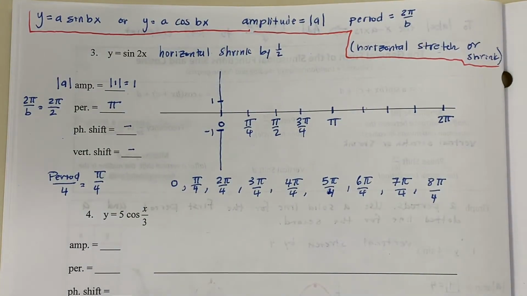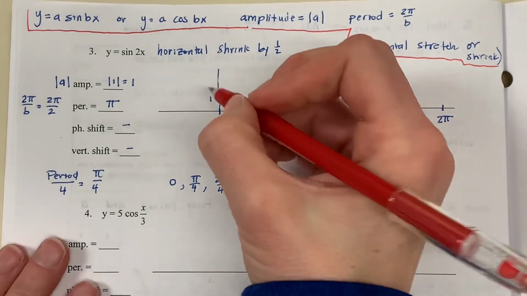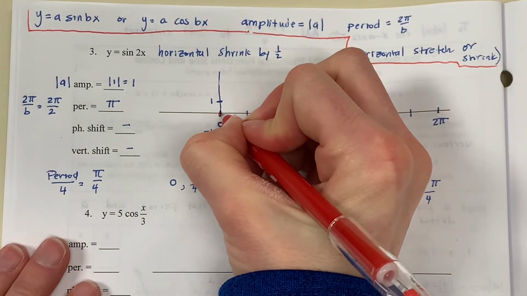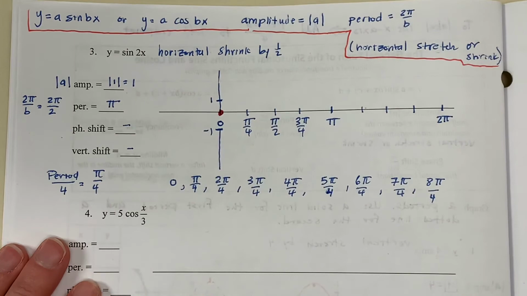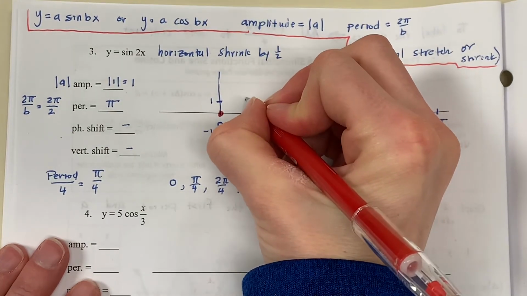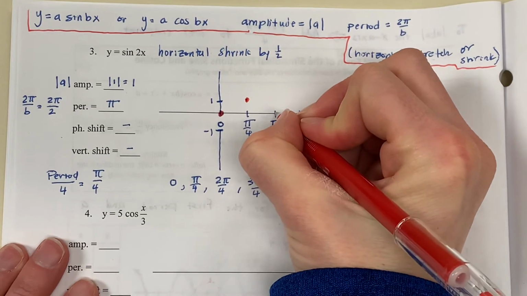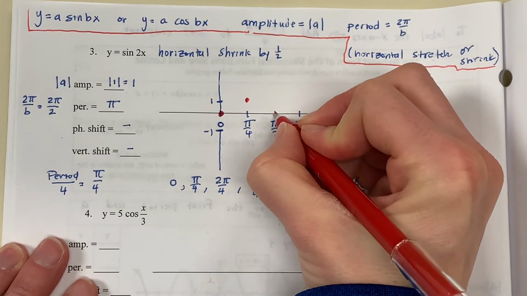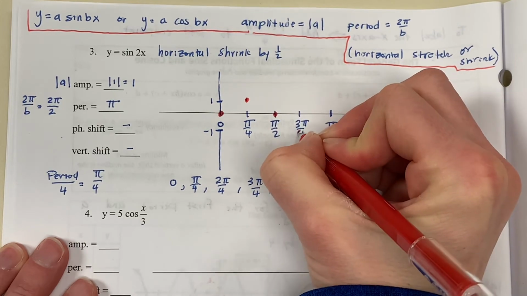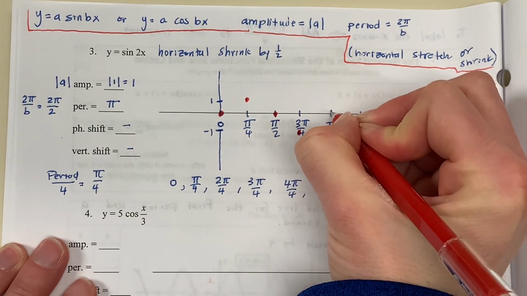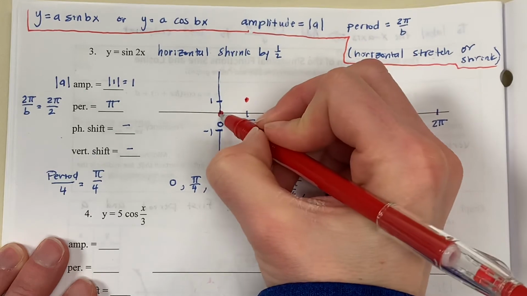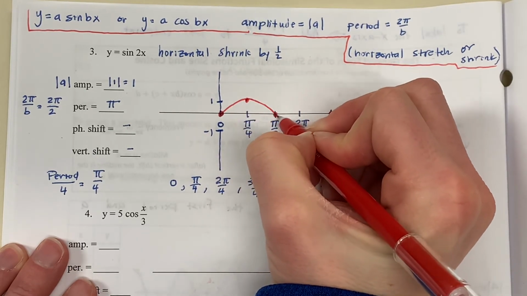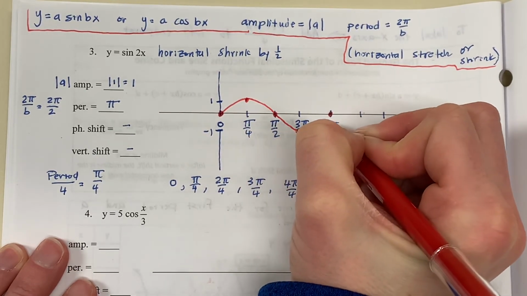Now, this function is sine. Sine always begins on my first point on the axis and goes up to my maximum first. So at pi over 4, I'll go up to 1. At pi over 2, I'm at 0. At 3 pi over 4, I'm at -1. And at pi, I'm back at 0. This is one period of my sine curve.